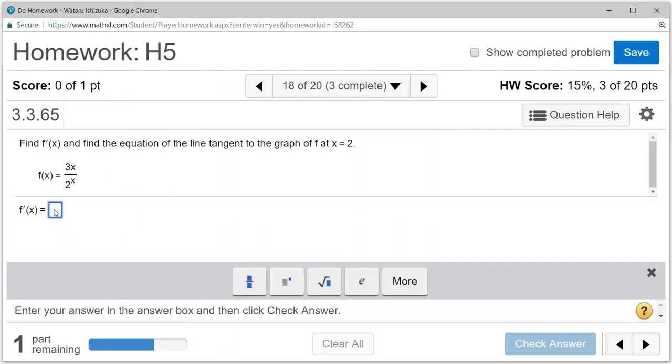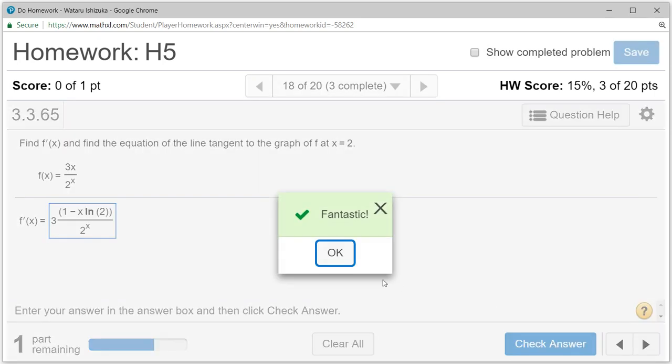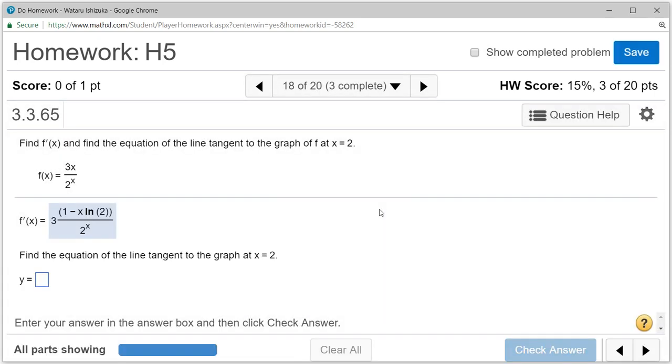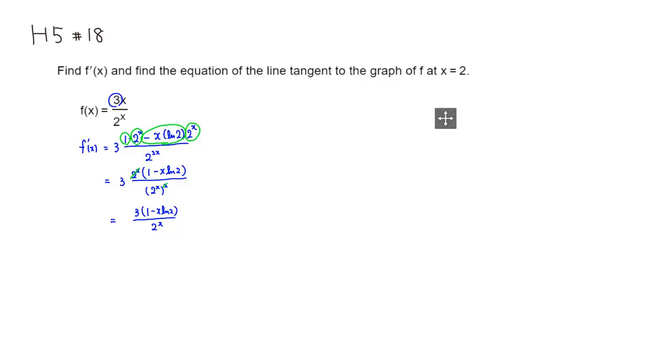So we got 3 times 1 minus x natural log of 2, over 2 to the x. Let's check the answer. We got that. Now we want to find an equation of the tangent line at 2, so let's do that.